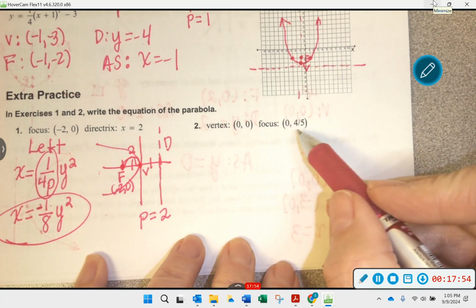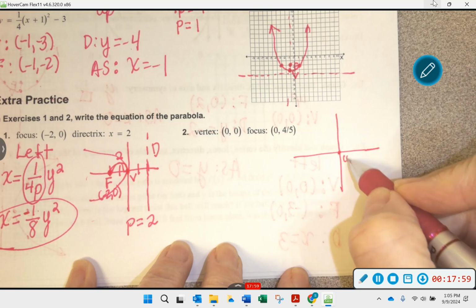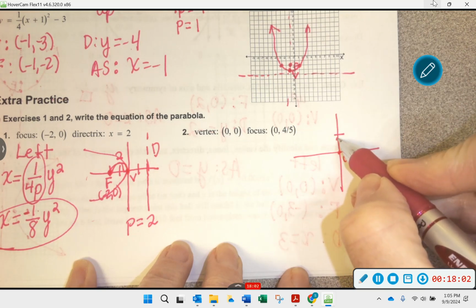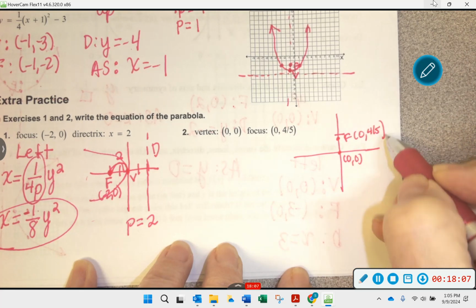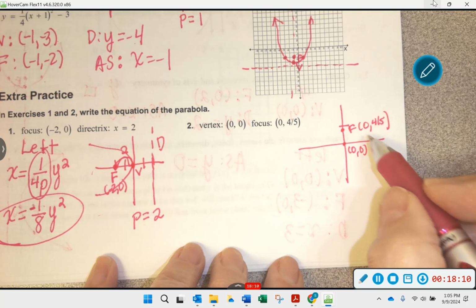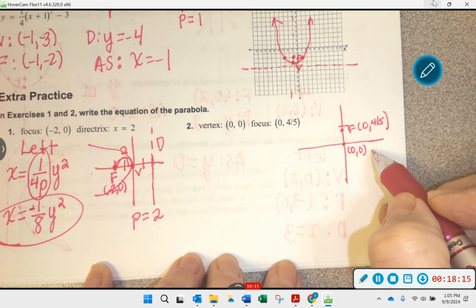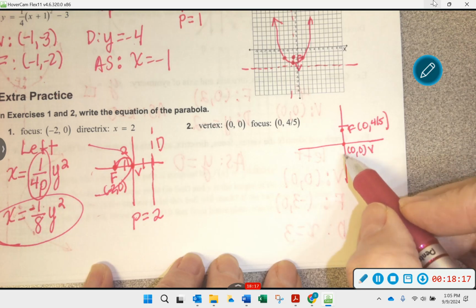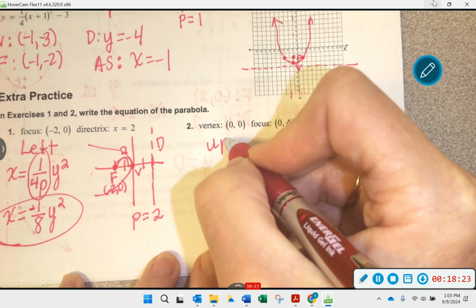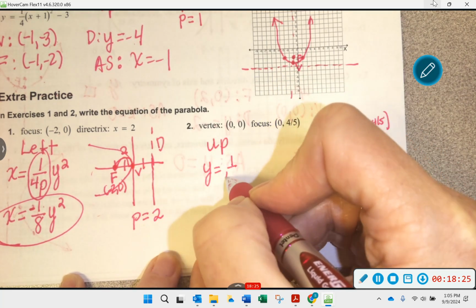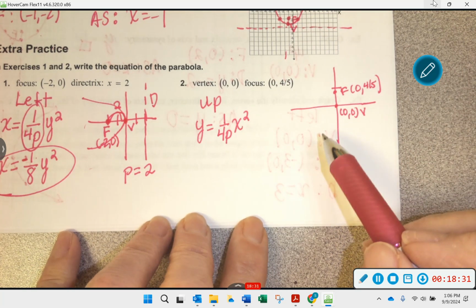All right, let's check out this one. We have a vertex of 0, 0, and we have a focus at 0, 4/5. Probably don't love that fraction in there, but it's okay. We can handle it. Here's the vertex. Here's the focus. Which way are we opening? Up, down, left, or right? Up. So this is going to have to be y equals 1 over 4p x squared. That's what we're going to have to use.